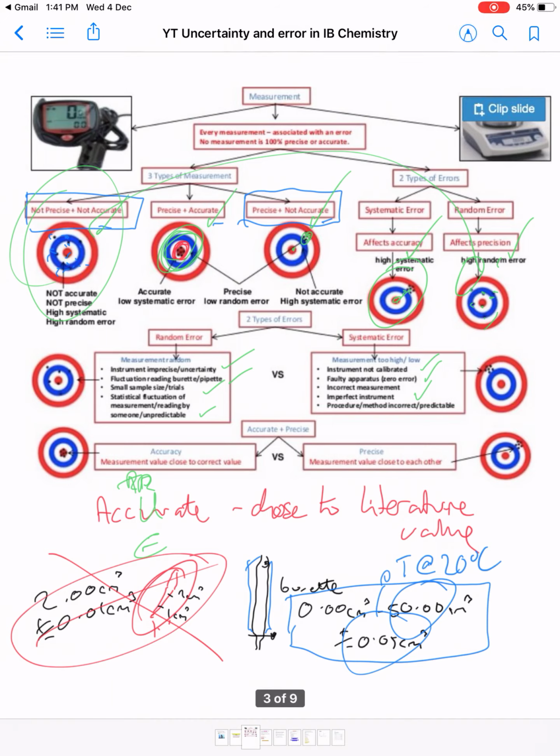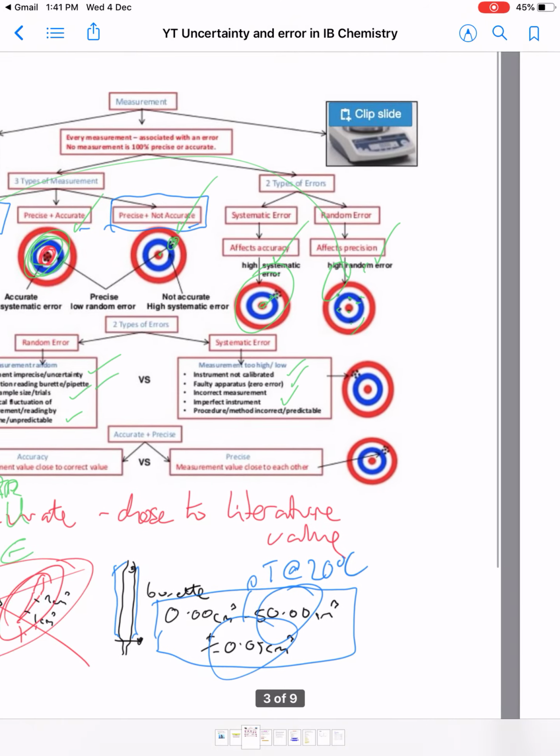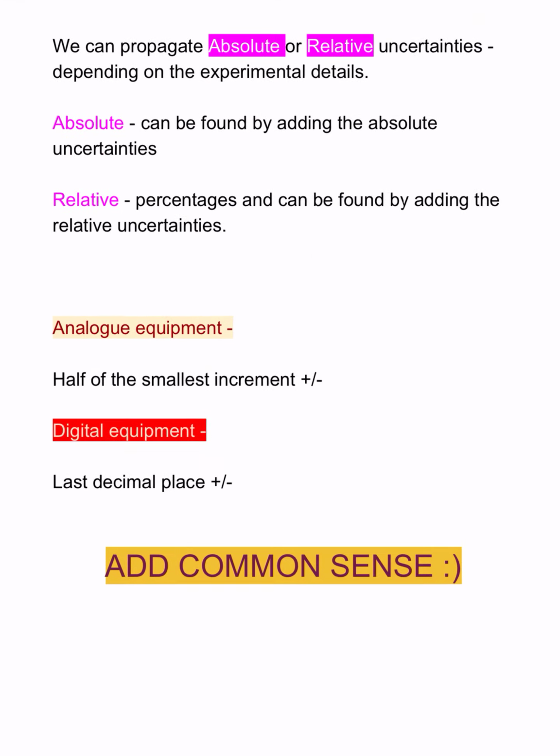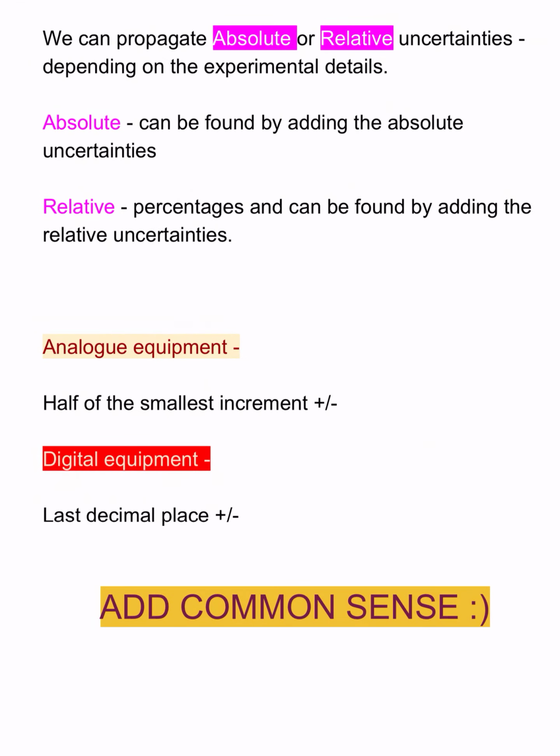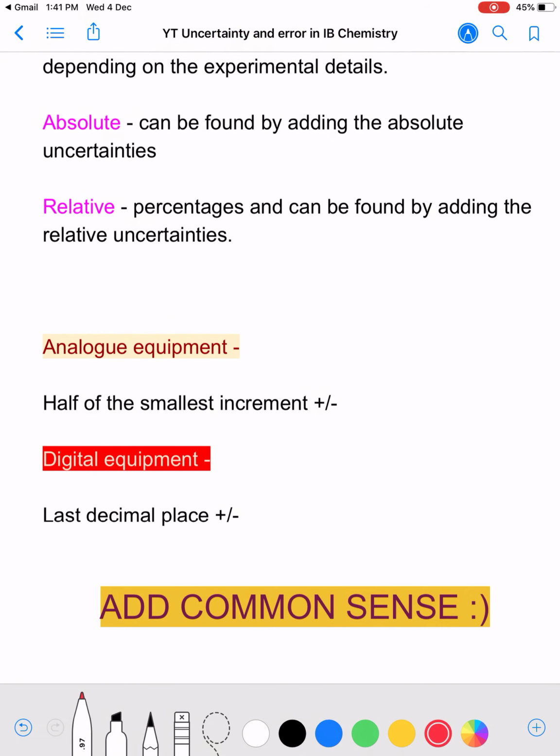So accuracy and precision. Random errors can be reduced by repeats. Systematic errors cannot be. We need to talk about random and systematic in our evaluation if we are going to get full marks. Okay, so we can propagate absolute or relative uncertainties. I'm going to explore what those mean now.